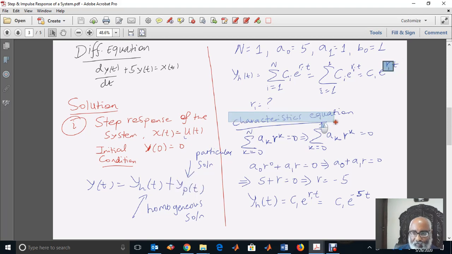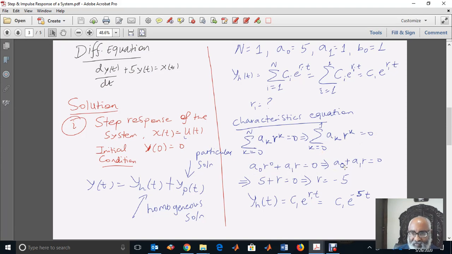And from the characteristic equation, or the polynomial equation, we have the sum from k equal to 0 to n of a_k r to the power of k is equal to 0. From k equal to 0 to 1, a_k r to the power of k is equal to 0. And we expand this: a0 r to the power of 0 plus a1 r is equal to 0.